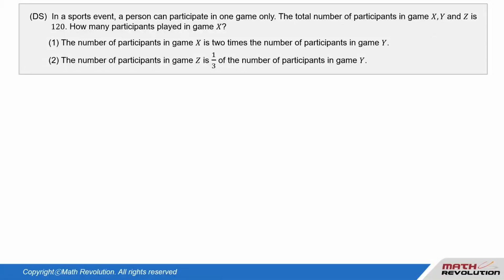DS. In a sports event, a person can participate in only one game. The total number of participants in game X, Y, and Z is 120. How many participants played in game X? Condition 1. The number of participants in game X is 2 times the number of participants in game Y. Condition 2. The number of participants in game Z is 1/3 the number of participants in game Y.